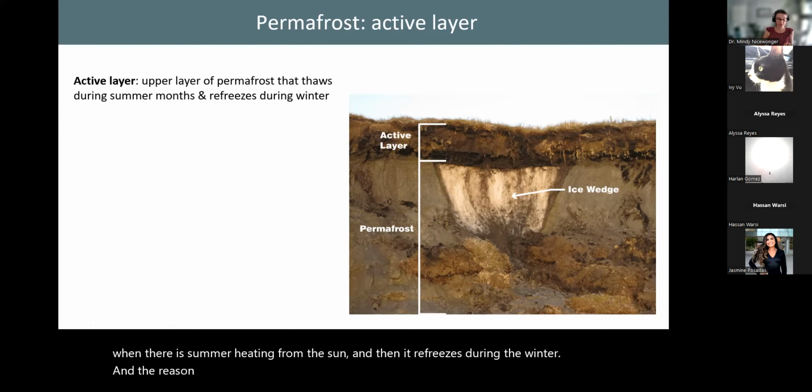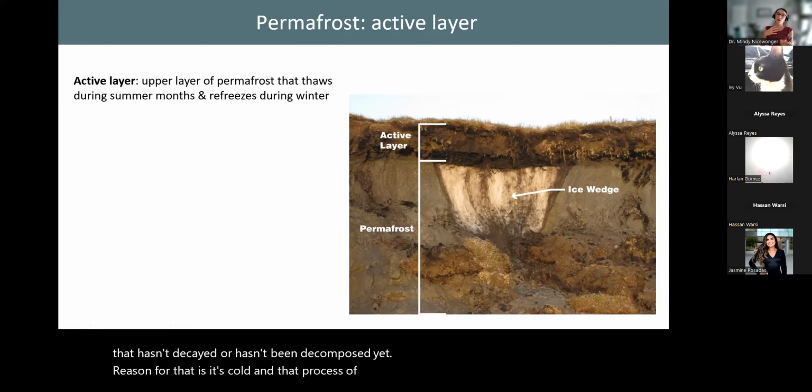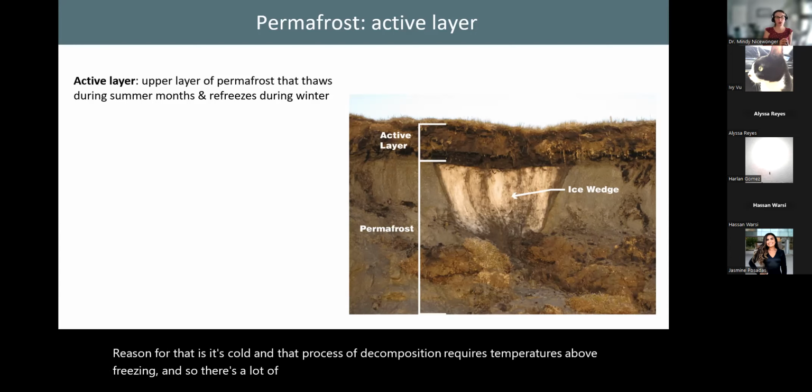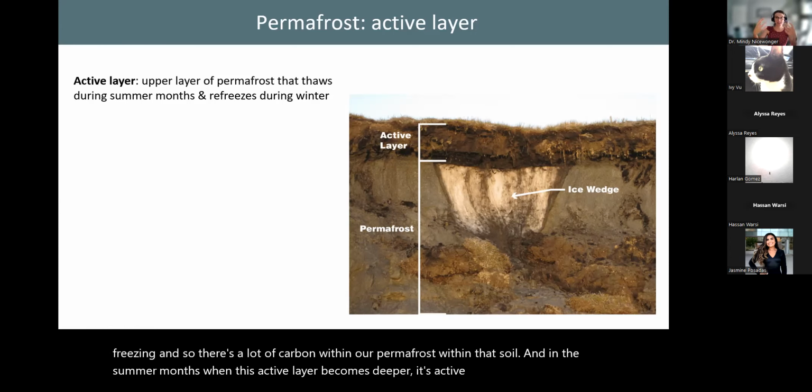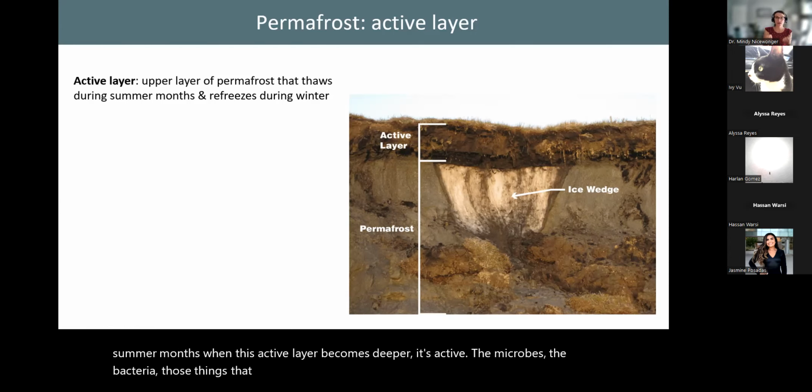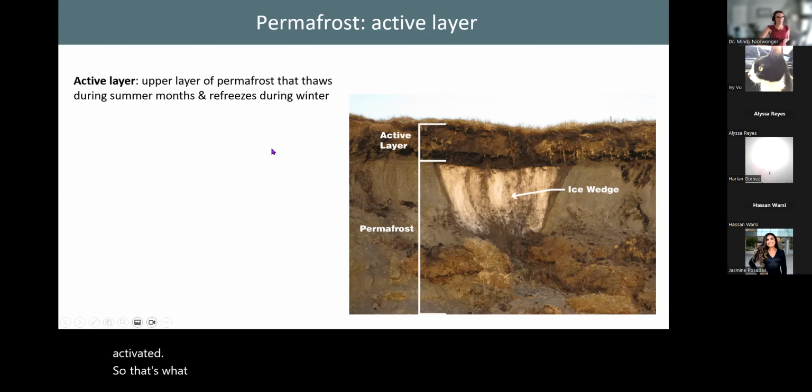The reason we call it active is that our permafrost contains a lot of stored carbon, stuff that hasn't decayed or decomposed yet. The reason for that is it's cold, and the process of decomposition requires temperatures above freezing. So there's a lot of carbon within our permafrost, within that soil. In the summer months, when this active layer becomes deeper, the microbes, the bacteria, those things that are trying to break down that carbon can go to work. They become activated. So that's what we call the active layer.